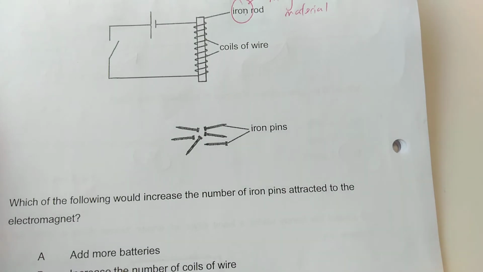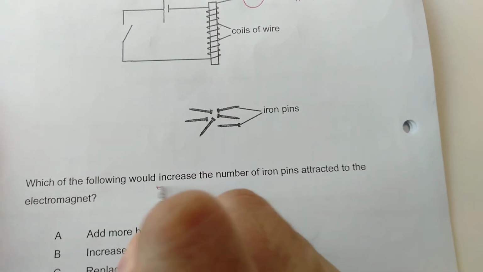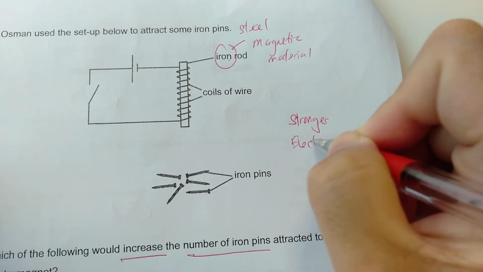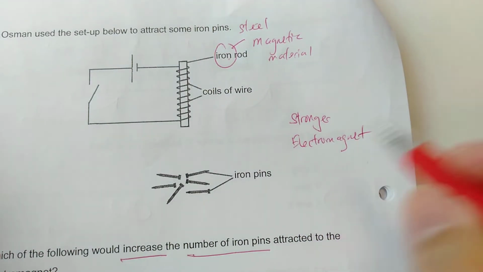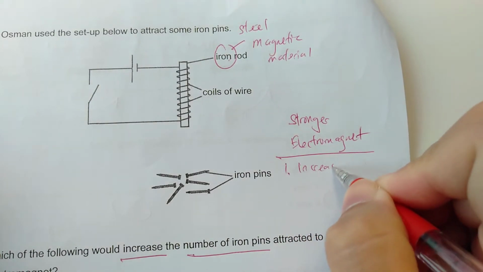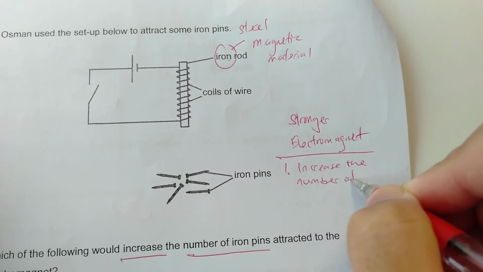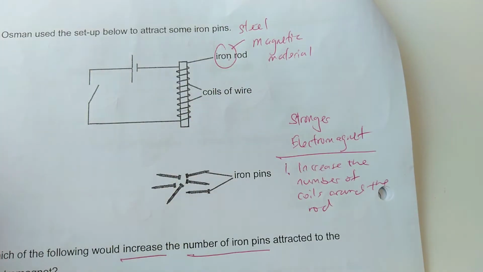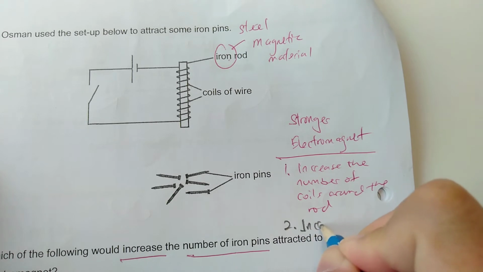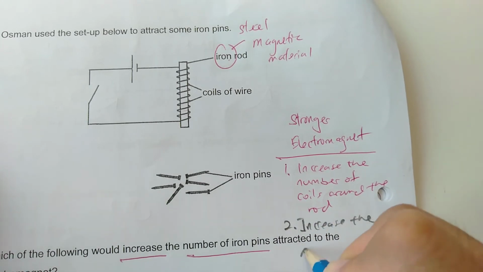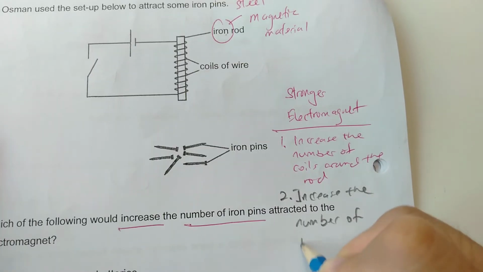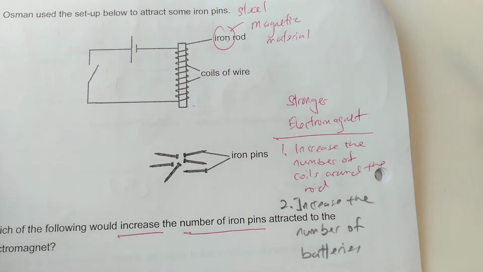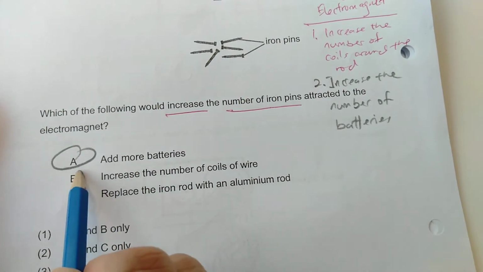Now, if you want to make the electromagnet stronger, why do I talk about stronger? Because it talks about increasing the number of iron pins. So you want a stronger electromagnet. A stronger electromagnet, you can do it in 2 ways. Either you increase the number of coils around the rod, so more coils, or next one, you will increase the number of batteries. So by doing these 2 things, you will increase the number of iron pins that can be attracted to the electromagnet. So add more batteries, increase number of coils of wire around the rod.